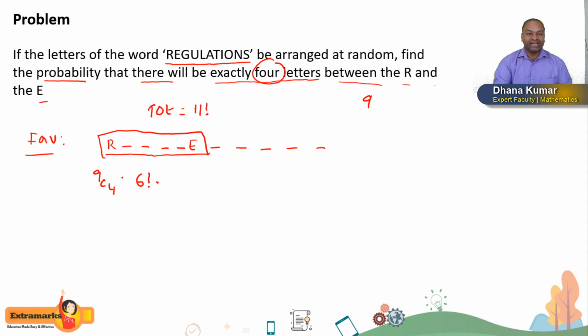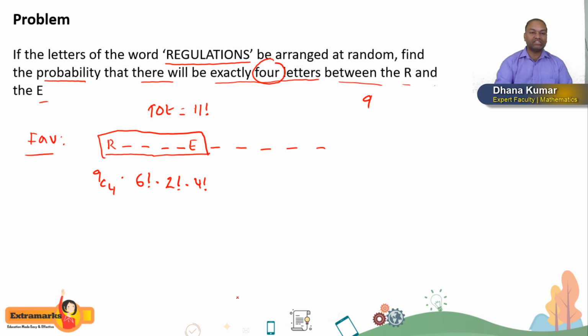into internal arrangements. That is R and E. The question is between R and E, but here it is not mentioned. Starts with R, ends with E, that word is not mentioned. So R and E, these two letters can be arranged in 2 factorial ways. Into these 4 letters' internal arrangement, these 4 letters can be arranged in how many ways? 4 factorial ways. So that is why I am writing here 4 factorial.